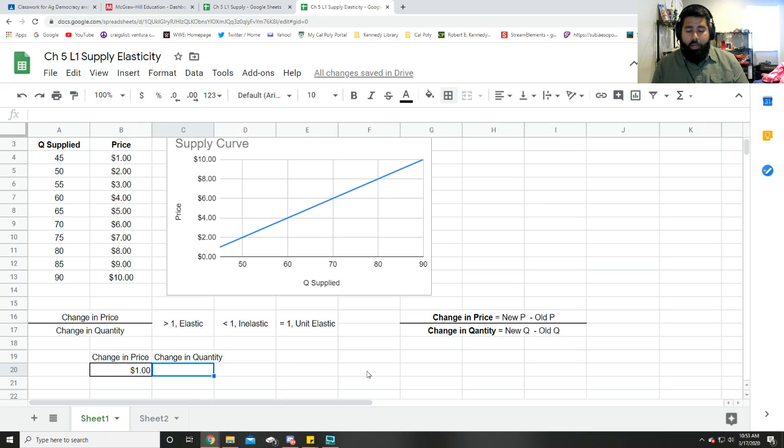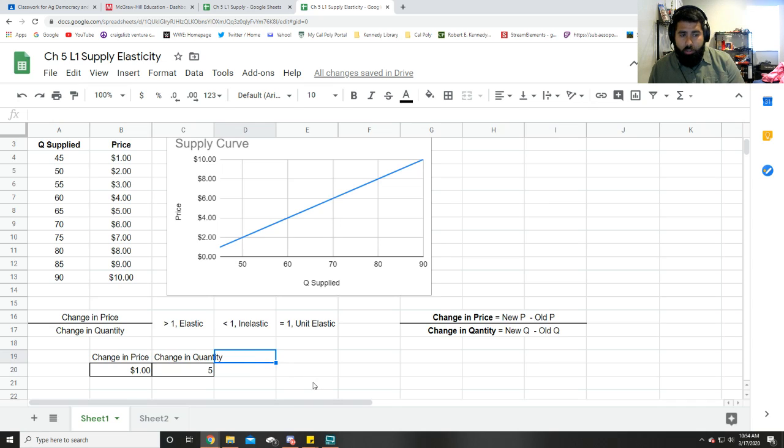Okay, now we're going to go to change in quantity. Now we're going to have to use those exact two guys right there. So we're going to go to change in quantity. We're going to press equals to make it a function. Remember, we used the $6 as our new price, so we have to use our new quantity, which is 70, subtracted by our old quantity, which is 65. So all I'm doing is pressing equals, pressing on the 70, minus, and then pressing on the 65, and then we're going to hit enter. Great. So our change in price was $1, and our change in quantity was 5.